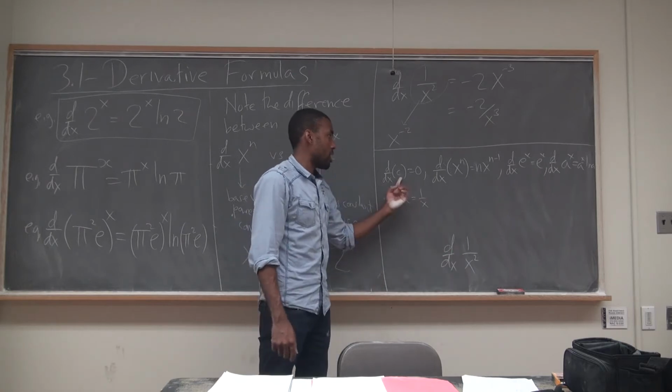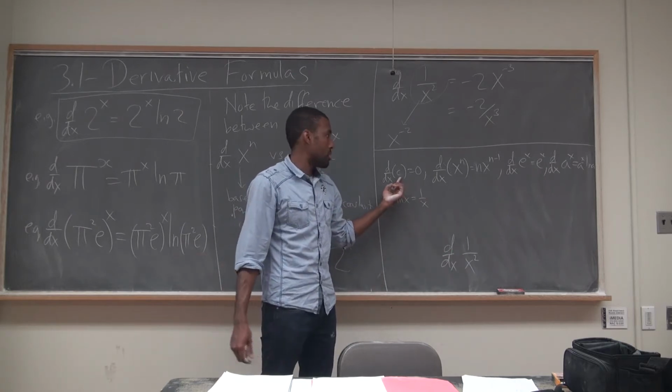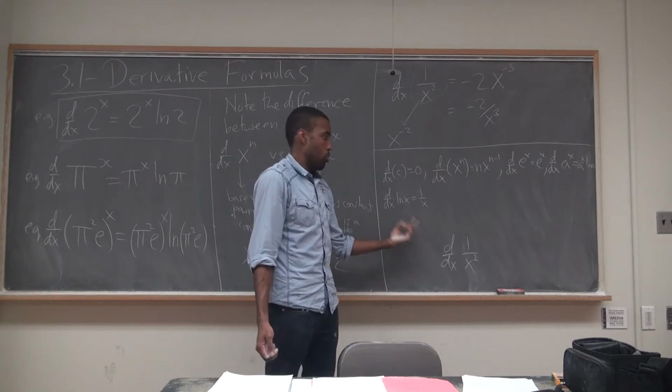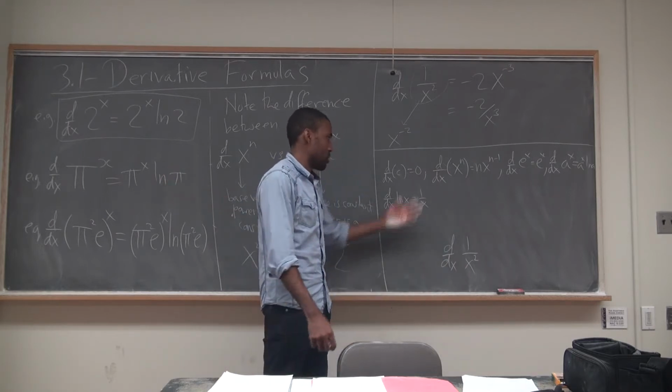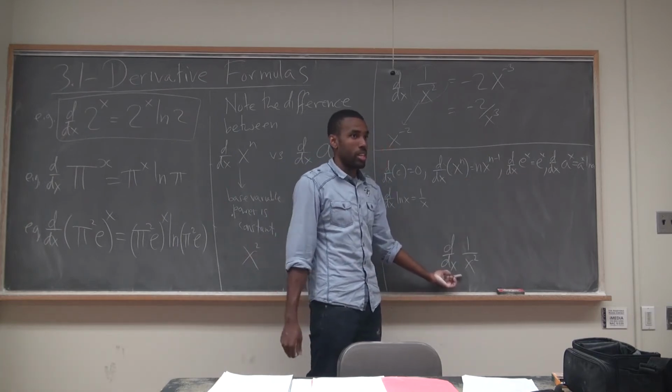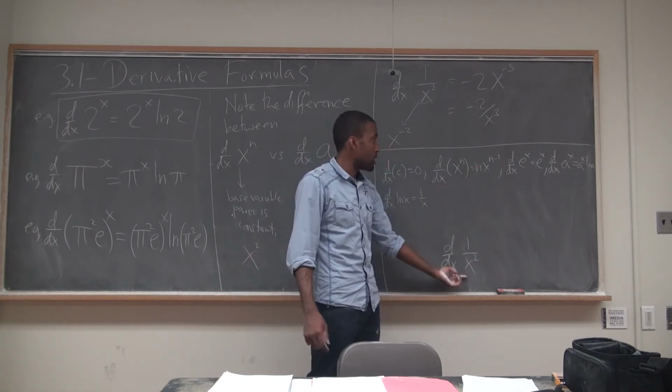Can I write this to look like a constant? No, it's not a constant, it has an x in it. So that's not going to work. Can I write it to look like an ln? No. Where's the ln going to come from? That's not going to work. Can I write that to look like e to the x? That's definitely not an e to the x. The graphs are completely different, right?